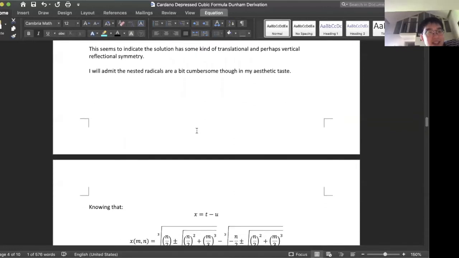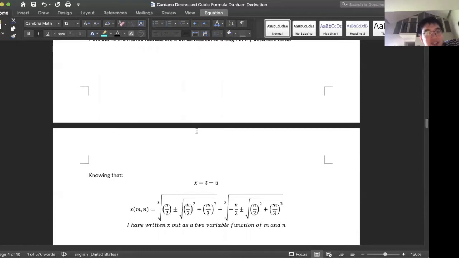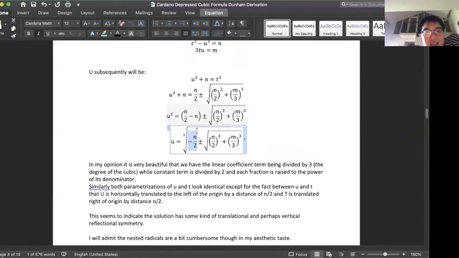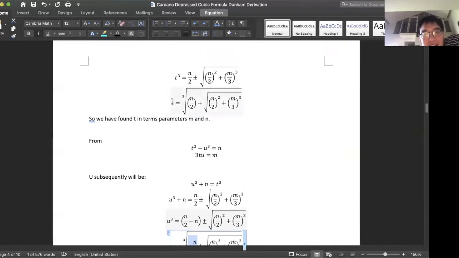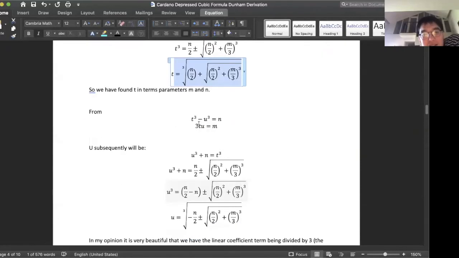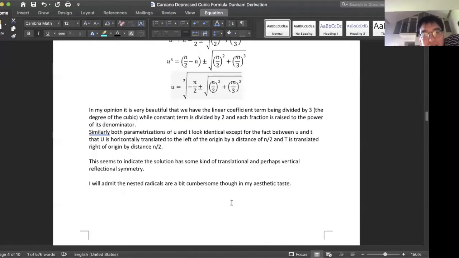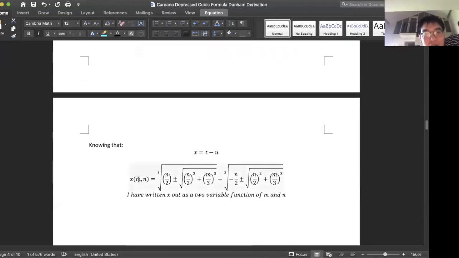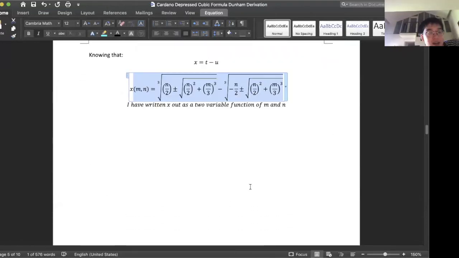But we are not done yet because the solution we want is x equals t minus u. So all we have to do is take these two nasty expressions, with this one first and this one second, and subtract them from one another. And lo and behold, you have ended up with your solution. It is in the form of two terms being subtracted by another where you have nested quadratic and cubic radicals.